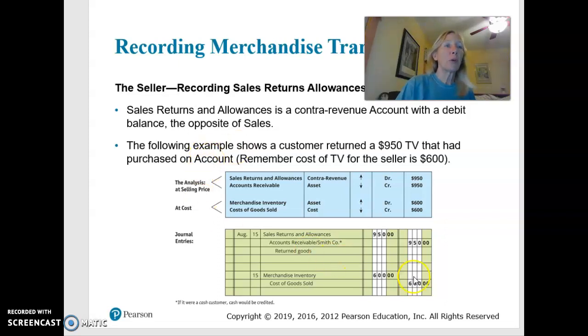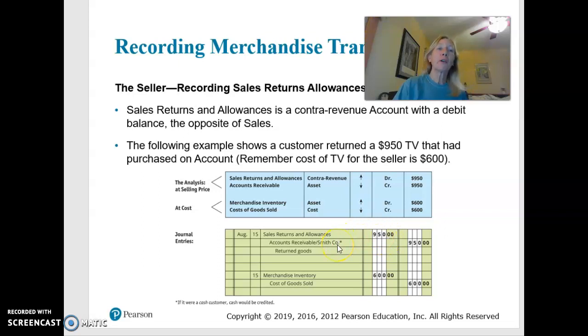So how do we record this from an accounting standpoint? Well, we don't want to just put it back in merchandise inventory because we have to record what we sold it for. So that's where our sales returns and allowances comes in. So that's a contra revenue. So that is going to be a debit entry.